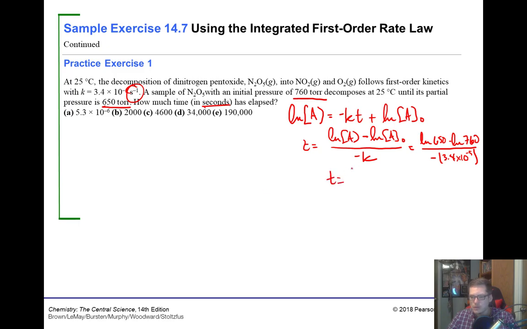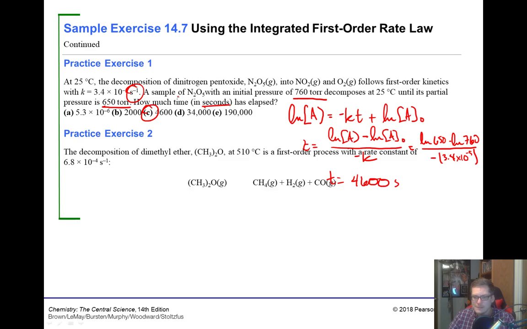All right, so our t value here, we'll take the natural log of 650 minus the natural log of 760, divided by negative 3.4 e to the negative 5th. All right, and we want how many sig figs? It looks like 2 sig figs, so 4598 rounds to 4600, and it's in seconds. 4600 seconds. So our answer is right there.